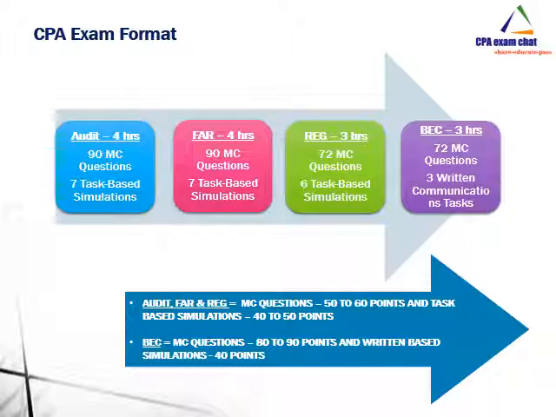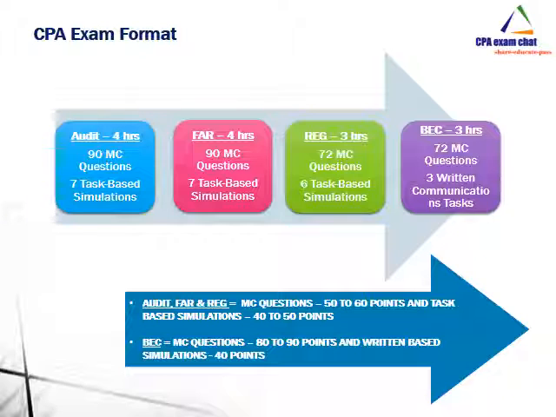Slide number 3 gives you more information as to how many questions are tested on each part, as well as the point value for each part. In this case, auditing and FAR, which is financial accounting and reporting, each exam is 4 hours long. You have 90 multiple choice questions and 7 task-based simulations. A task-based simulation is basically a short answer question.